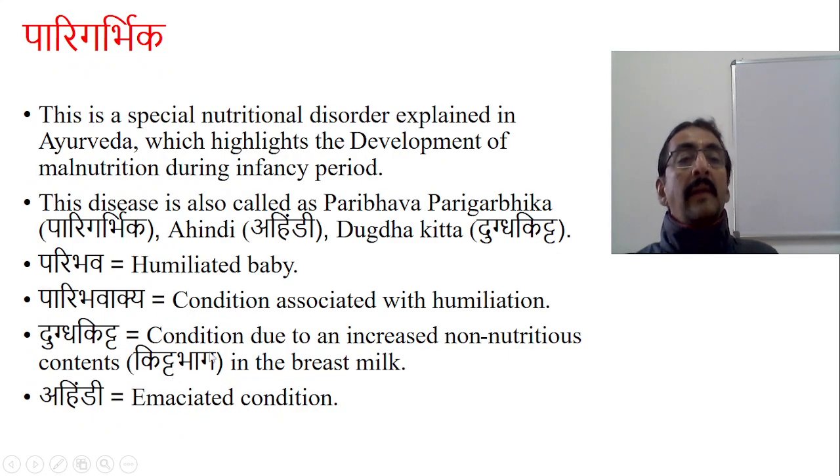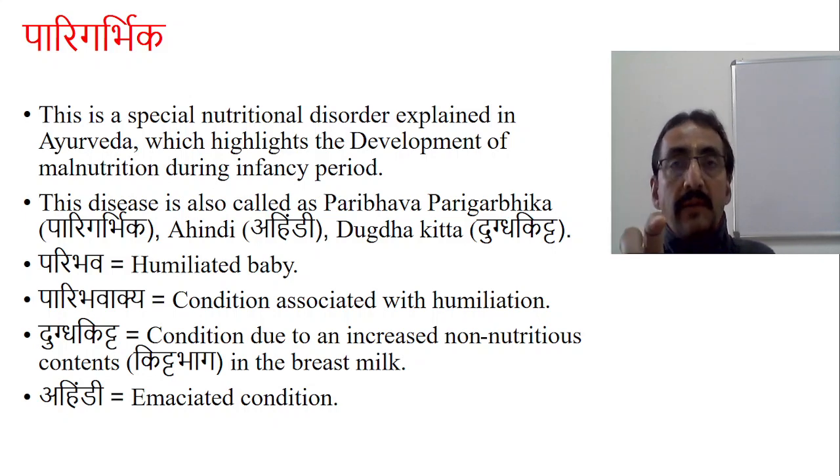Now let us see. This is a special nutritional disorder explained in Ayurveda which highlights the development of malnutrition during the infancy period. We have another disease sharing almost the same pathology, that is Balashosha, which we have already discussed. But when we explain Balashosha, it is clear that the disease is not pointing towards the infancy period. It may be after 1 year that the child develops Balashosha symptoms, because there he is not telling anything below 1 year of life. Ashtanga Sangraha explains both Balashosha and Parigarbhika, where Balashosha is probably limited to after 1 year, whereas Parigarbhika is limited up to 1 year.